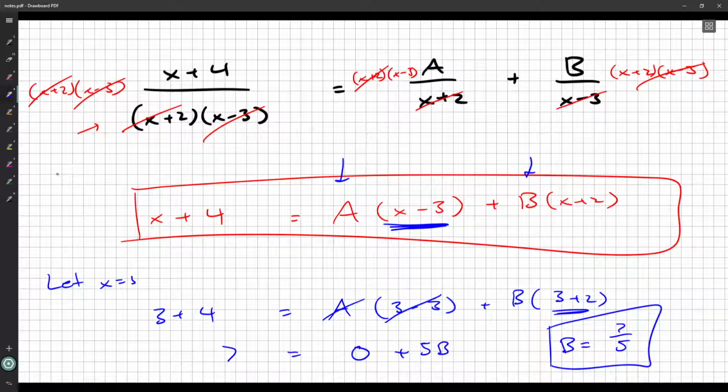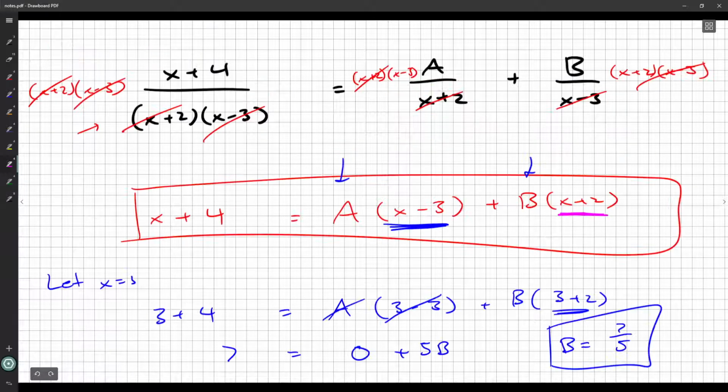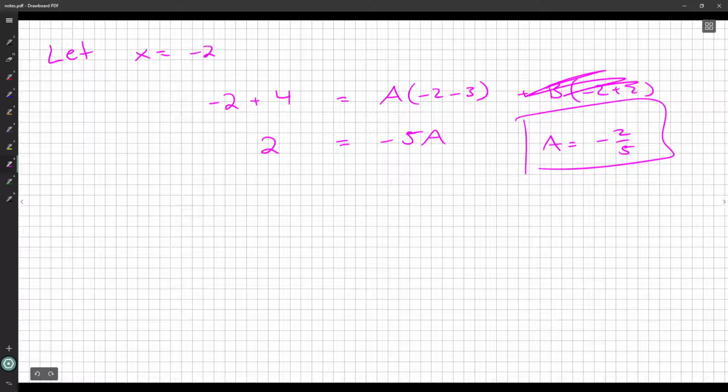Fantastic. Okay. We can do the same sort of trick again. What would make x plus 2 equal to 0? Well, if x was equal to -2. So let's try that out. We get -2 plus 4 on the left-hand side, equal to A times -2 minus 3 plus B times -2 plus 2. But that's going to be 0. -2 plus 4 is 2, and then we get -5A. So A is going to be -2/5. So we've got our B value is 7/5 and A is -2/5.